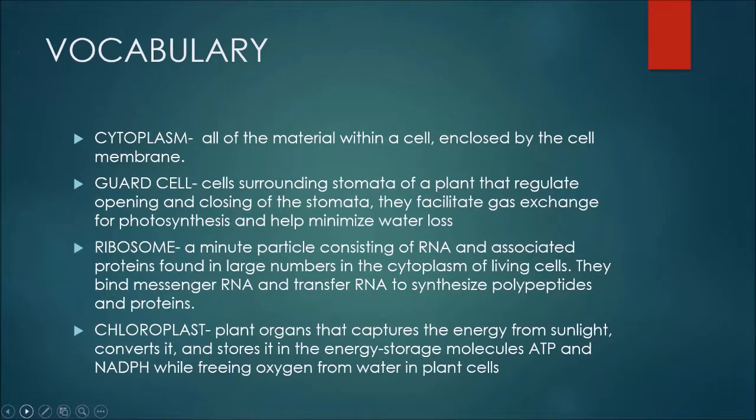Ribosomes are minute particles that consist of RNA and associated proteins and are found in the cytoplasm. They essentially perform RNA replication and transfer in order to synthesize all the proteins and so on that the plant needs in order to continue to grow. Guard cells are cells that surround the stomata of a plant that regulate the opening and closing of the stomata and facilitate gas exchange.